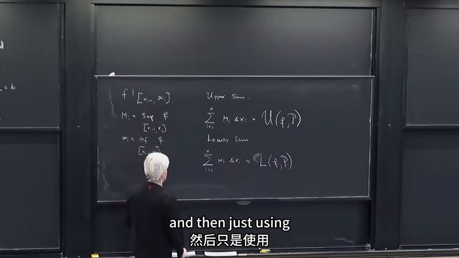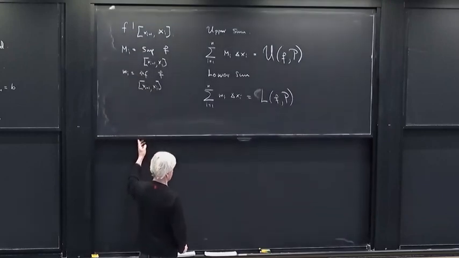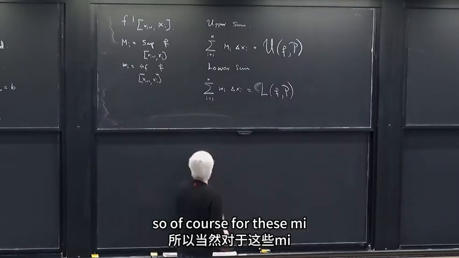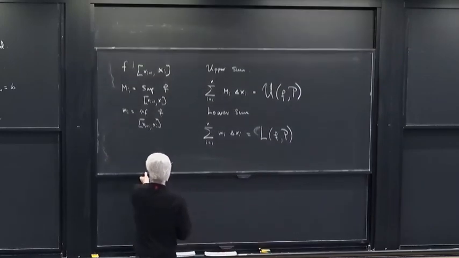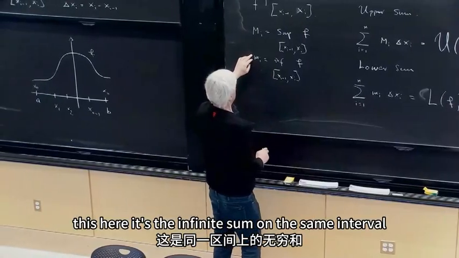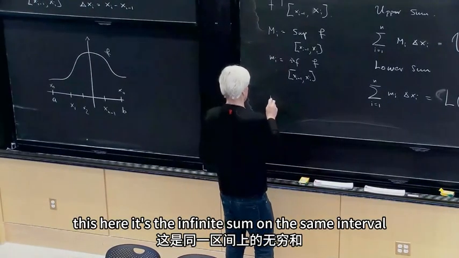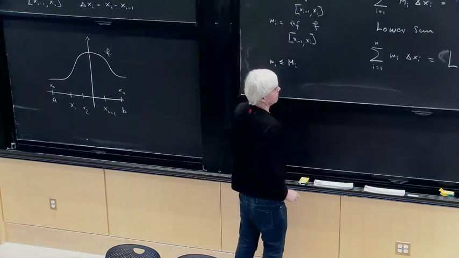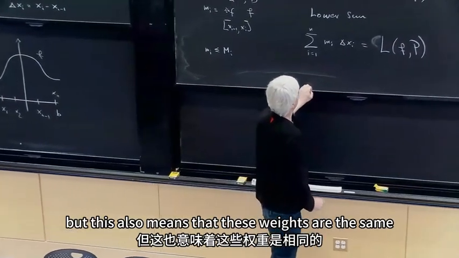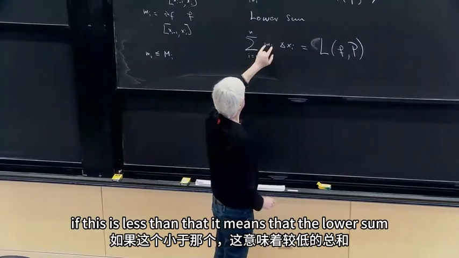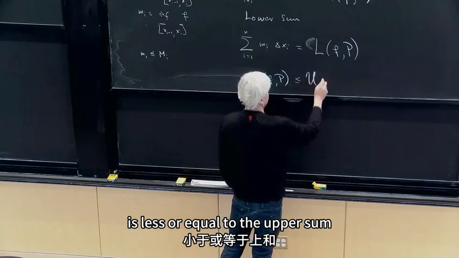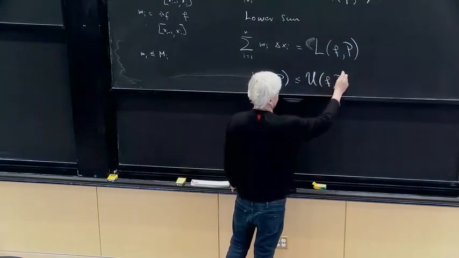And then, for these mi, it's the infimum on the same interval, so little mi is less or equal to capital Mi. But this also means that these weights are the same. If this is less than that, it means that the lower sum is less or equal to the upper sum.